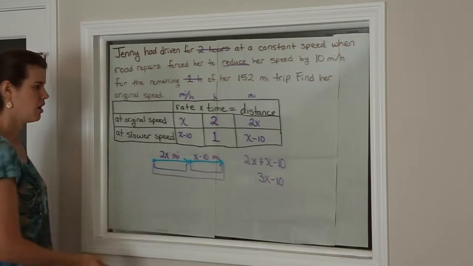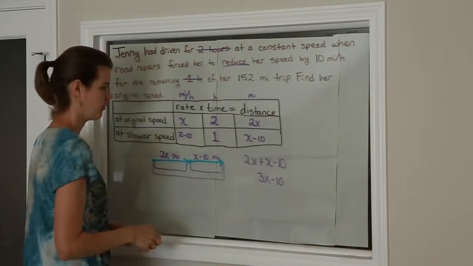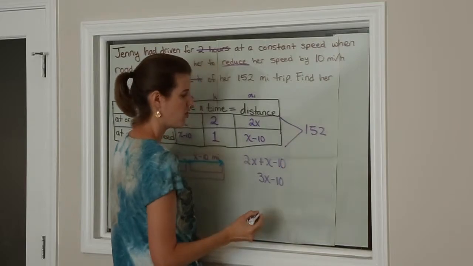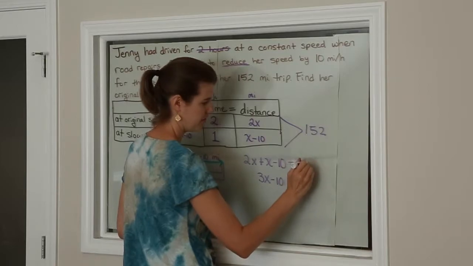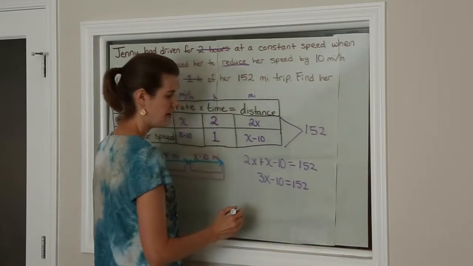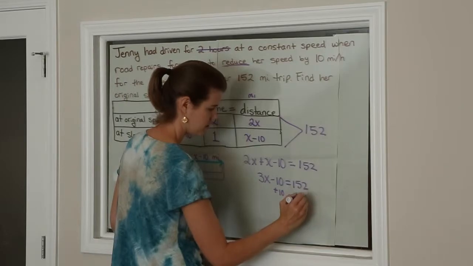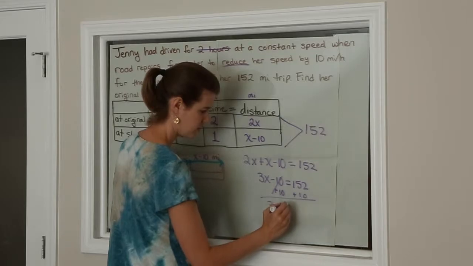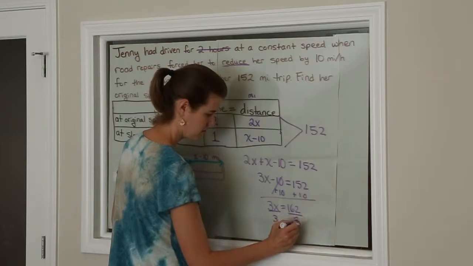That's your total distance. They told you that the total distance was 152 miles for the trip. So putting these two together, we get 152 miles. So our equation is the first leg of the trip plus the second leg of the trip equals 152 miles. Now you're just going to solve your equation. Add your 10 to both sides. 3x equals 162. Divide both sides by 3.